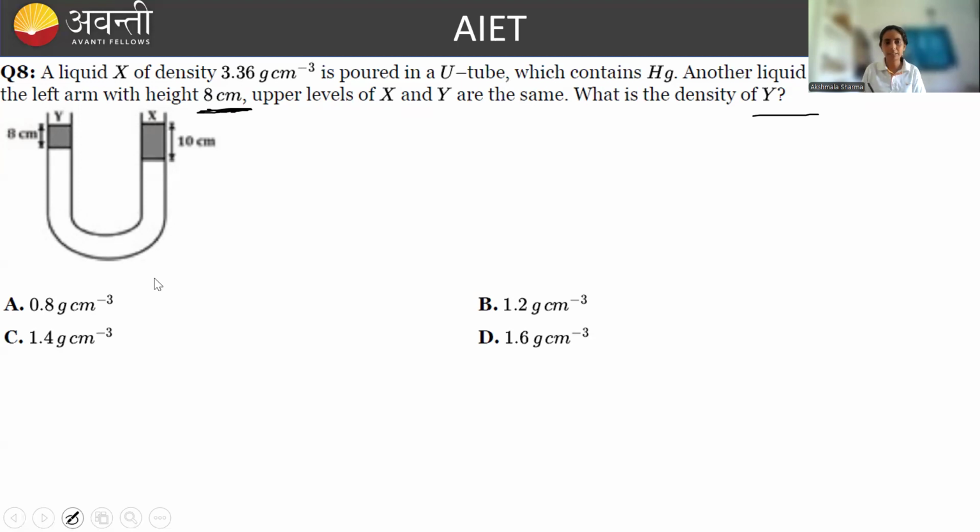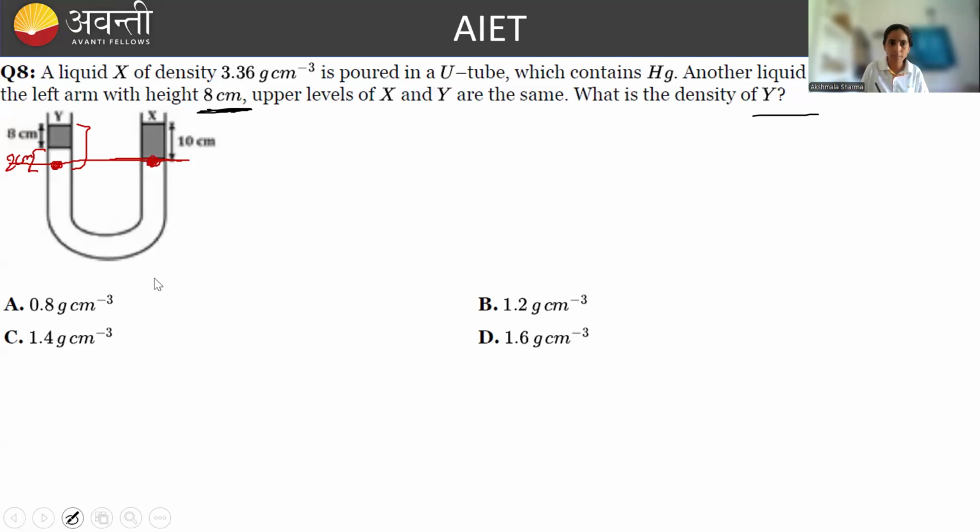So we have studied in fluid mechanics that if a fluid is at rest, then pressure at the same level will be the same. So if I take this as one level, then pressure at this point and at this point should be the same, because the liquid is at rest. Now if you write pressure at this point, you will write pressure because of the 8 centimeter column of liquid Y plus pressure because of mercury in this height. So this will be 2 centimeter because here the whole is 10 centimeter.